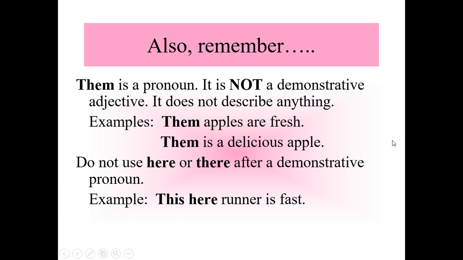For example, you have a sentence, this here runner is fast. Again, you do not need this word here. You just say this runner is fast. Or you could say that there cake looks good. Again, you don't need the word there. Grammatically, it doesn't make it sound very well at all. You should just take that out. It should be that cake looks good.